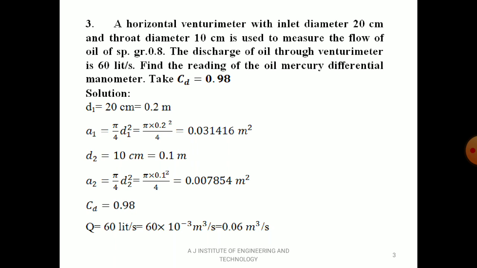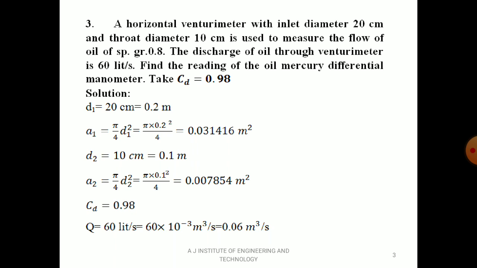So let me start with the solution. D1, that is inlet diameter or pipe diameter, equal to 20 centimeter, that is equal to 0.2 meter. A1, the cross-sectional area of the pipe inlet, is equal to pi by 4 into D1 square. So D1 value is 0.2, pi into 0.2 square divided by 4. So that is equal to 0.031416 meter square.